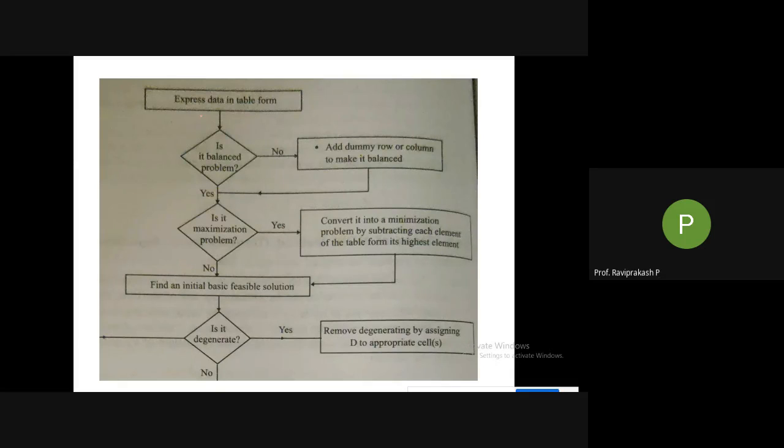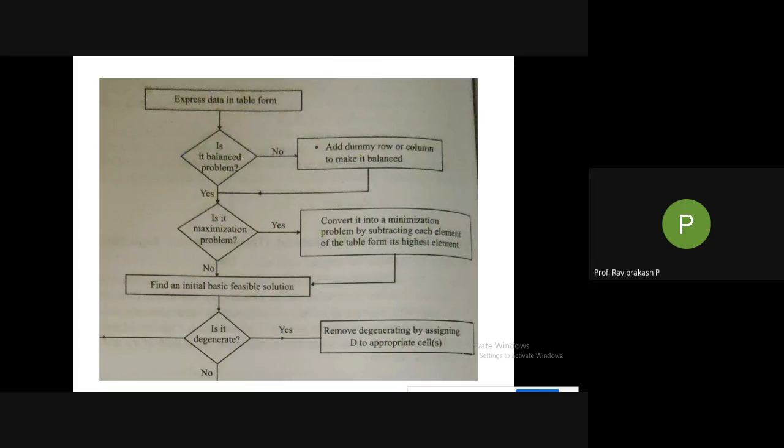Anyway, you know what to be done. There will be supply, there will be demand, and other things given to you. If it is for maximization, profits will be given. If it is minimization, costs will be given. You need to arrange it in that matrix. That's all. Then after arranging, the rest remains the same: you can go with the Northwest Corner method, LCM method, or the VAM method. So this is expressing data in tabular form. If it is already there, well and good. Next, is it a balanced problem or not?